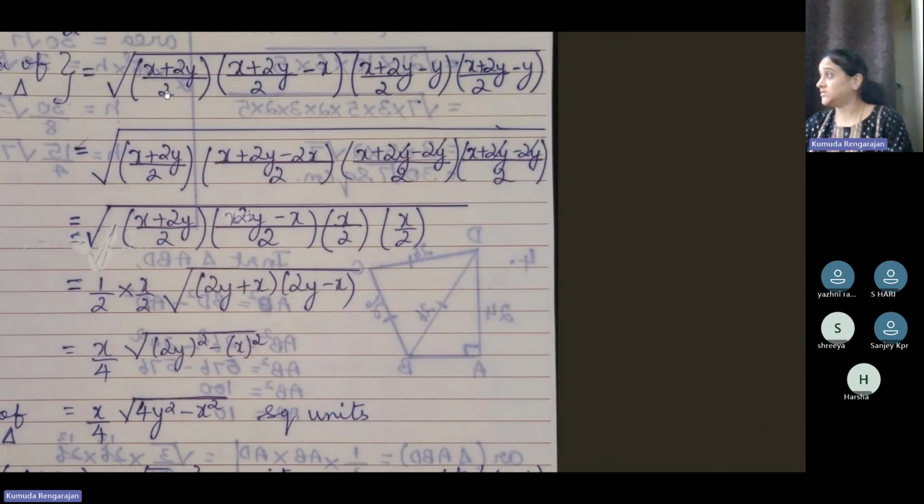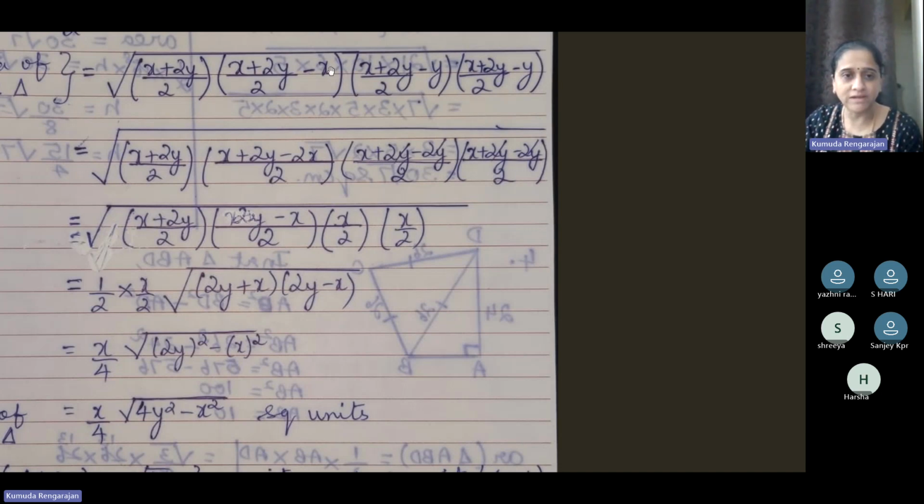All right, so S, this is S. Into S minus x, then again S minus y. Again S minus y. Because x, y, y are the sides. Correct? Okay. So this comes as it is. Now take the common denominator. 2 is a common denominator everywhere. So it will become 2x, 2y, 2y. That's what you see here.